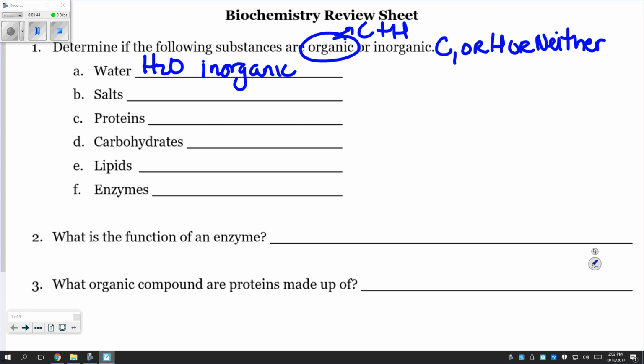Next up, we have salts. We haven't talked a lot about salts. The only salt probably that you're familiar with is table salt. The chemical formula for table salt is NaCl. Note in that formula, there is no carbon and there is also no hydrogen. Because of that, that falls into the neither category. The neither category would make it inorganic.